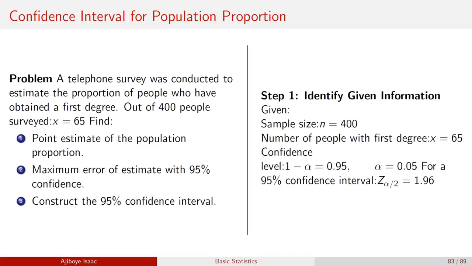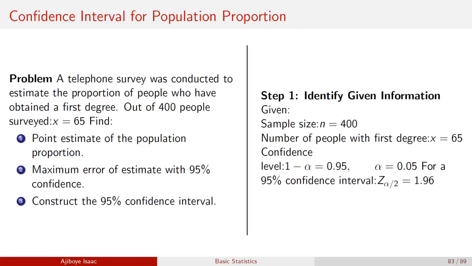So we can have confidence interval for mean, confidence interval for population proportion, confidence interval for standard deviation. In this case we are looking at confidence interval for population proportion, and this is useful in situations where we are dealing with qualitative variables.